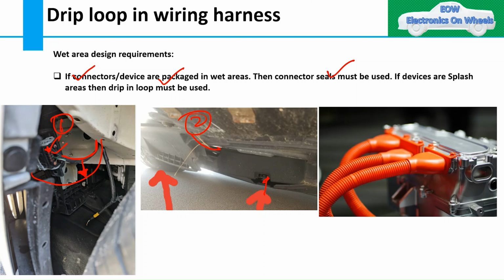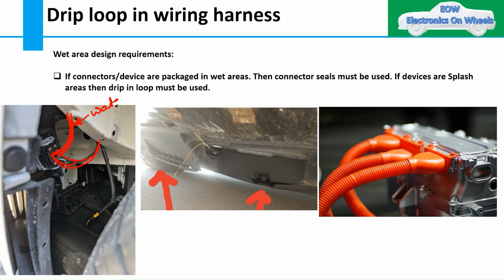This is the first requirement you can see in the connector selection. Apart from this, even if it is shielded, if the device is in the splash area, where most of the time you have the particular connector in rain or moisture, then a drip loop must be given. So you can see here, second, suppose this routing is not like this, and suppose this is like this, and your wire is routed like this, then what will happen?